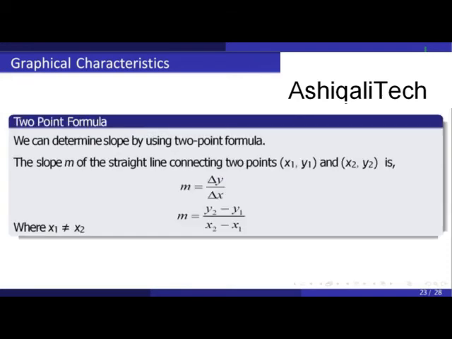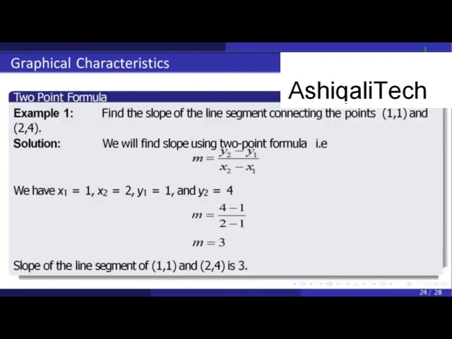2-point formula. We can determine slope by using the 2-point formula. The slope m of a straight line connecting 2 points x1, y1 and x2, y2 is given by the following formula. m is equal to delta y divided by delta x, that is, m is equal to y2 minus y1 over x2 minus x1. And keep in mind that x2 and x1 cannot be equal.